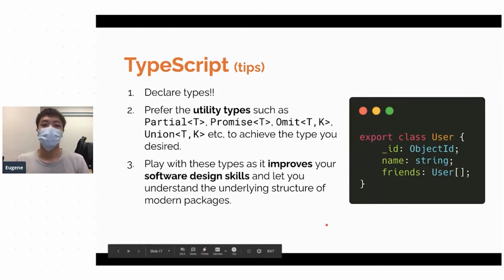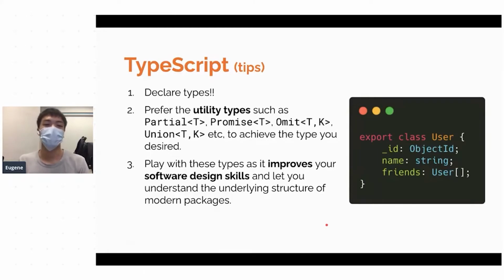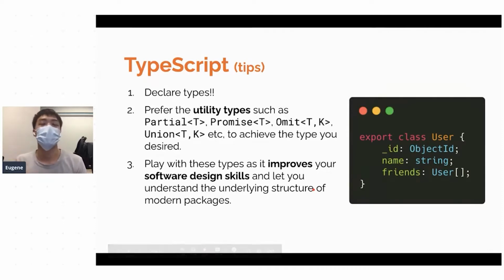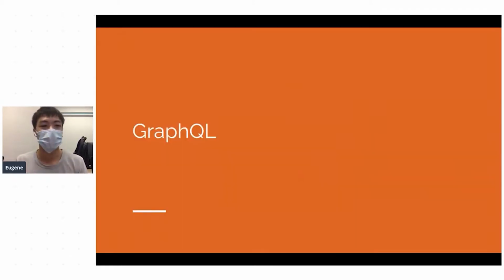And you should prefer utility types such as Partial, in which case you selectively select a subset of the variables in the user class, and there are so many others. You should try to play with these types because it improves your software design skill and it lets you understand the underlying structure of these packages, right?